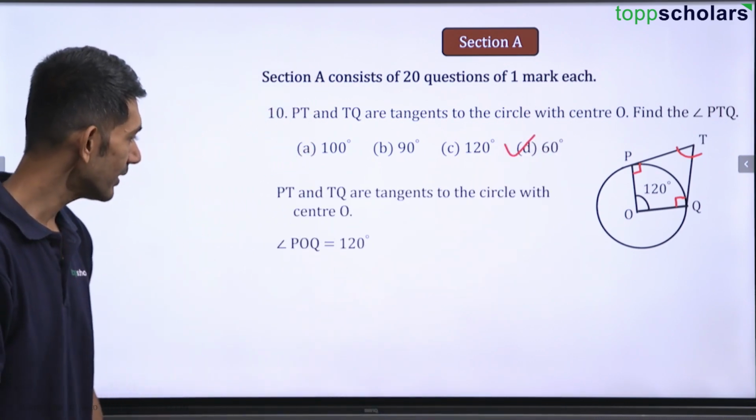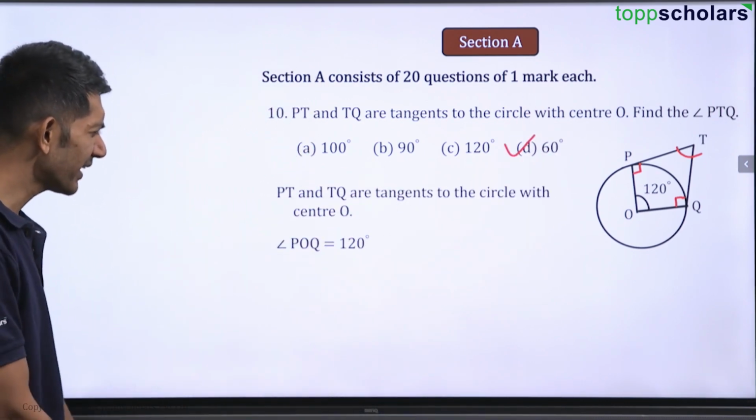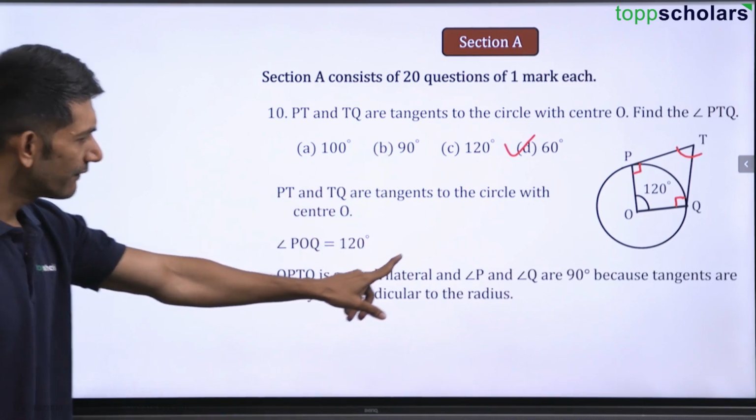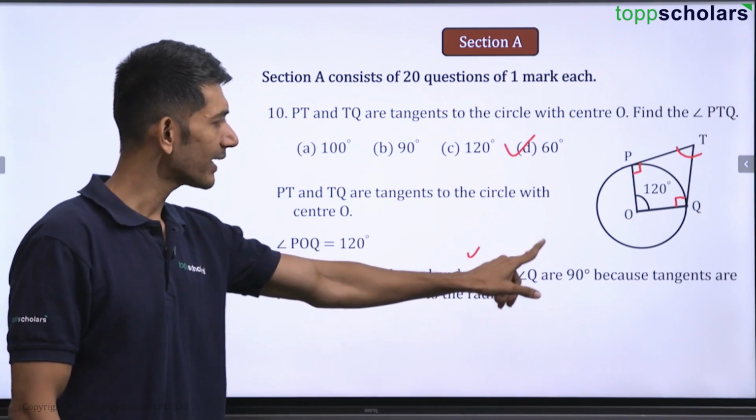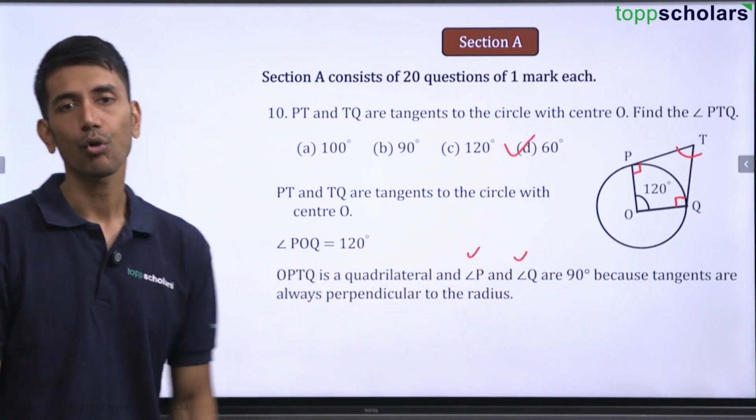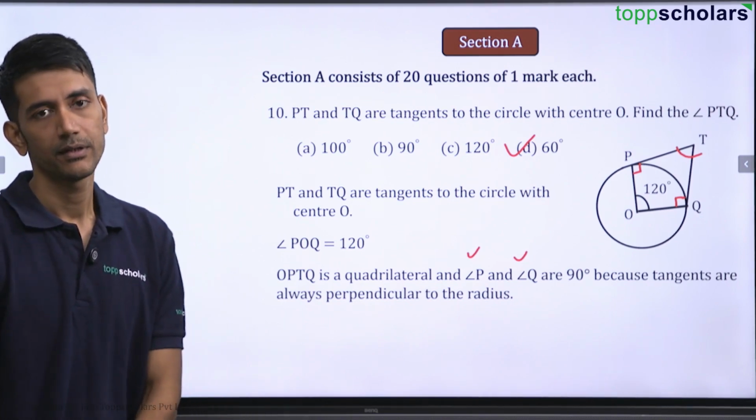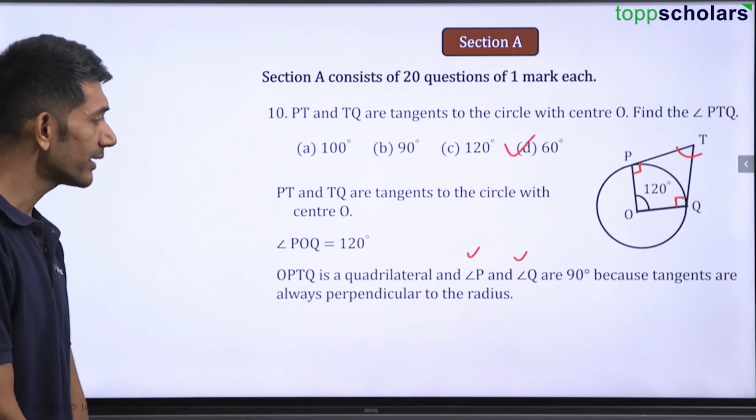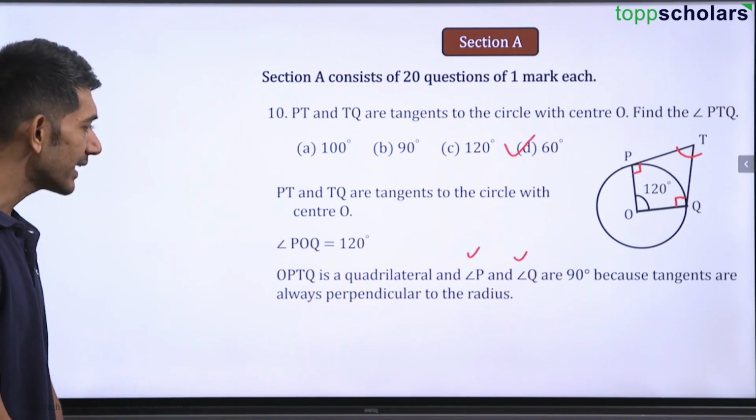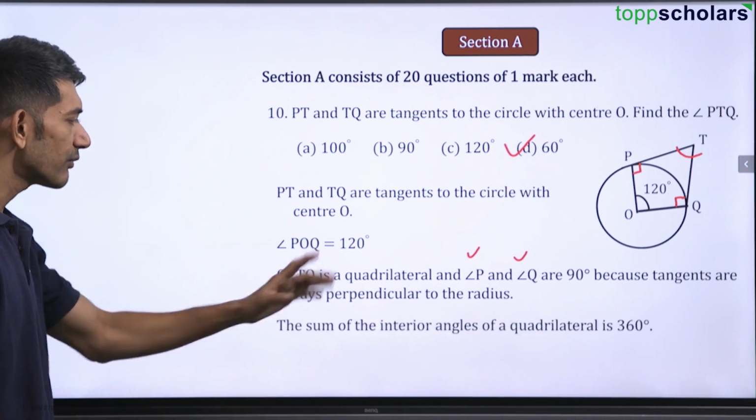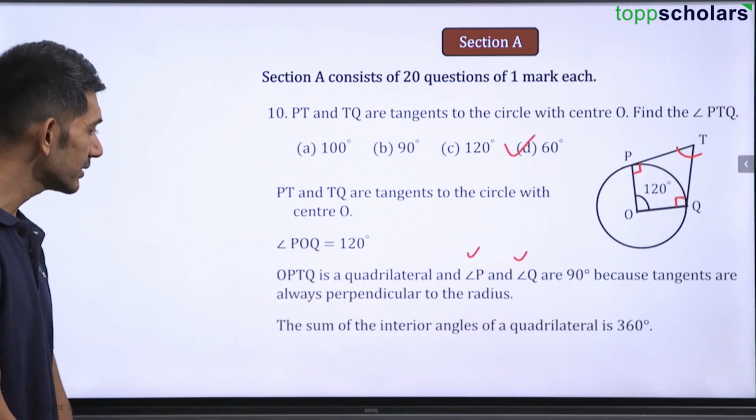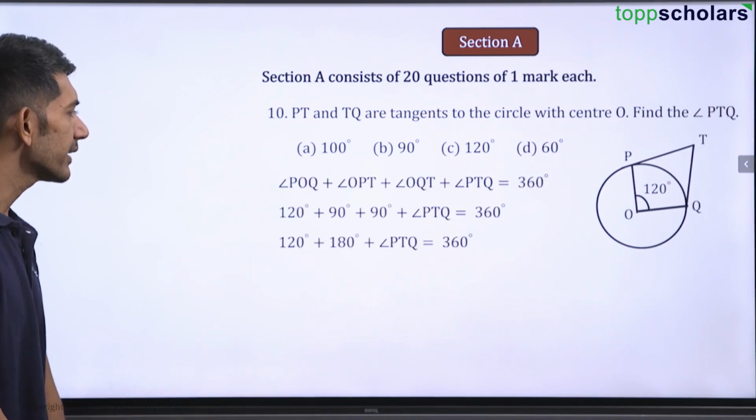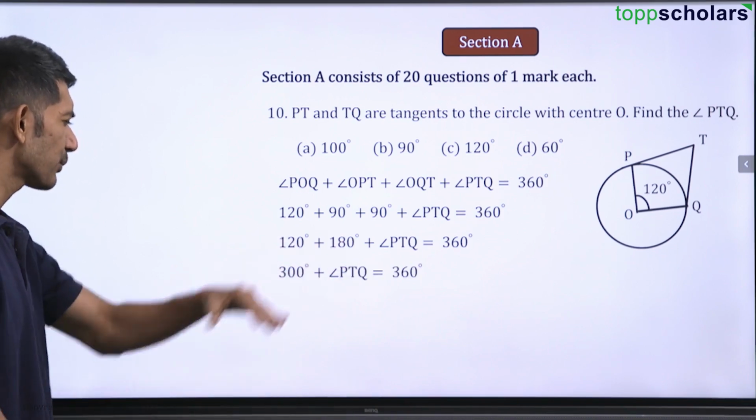Let us see the explanation as well. So POQ is 120. And observe this. There is a quadrilateral where P and Q are 90 degrees because tangent is always perpendicular to the radius. Tangent and radius are perpendicular to each other. Perfect. I hope you are understanding this. Since they are perpendicular, 90, 90, that will be there. And then the sum of the interior angles of the quadrilateral is 360. Just add them. Put the values. 300 plus PTQ is equal to 360, and then you put it there.